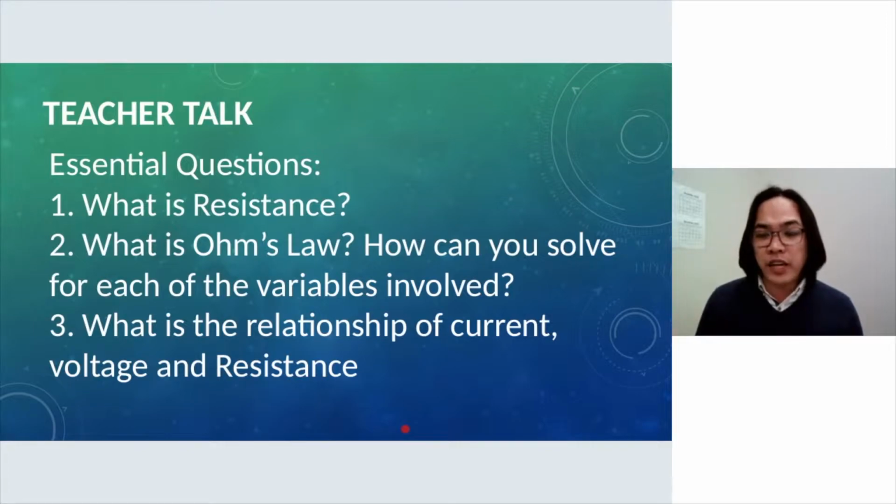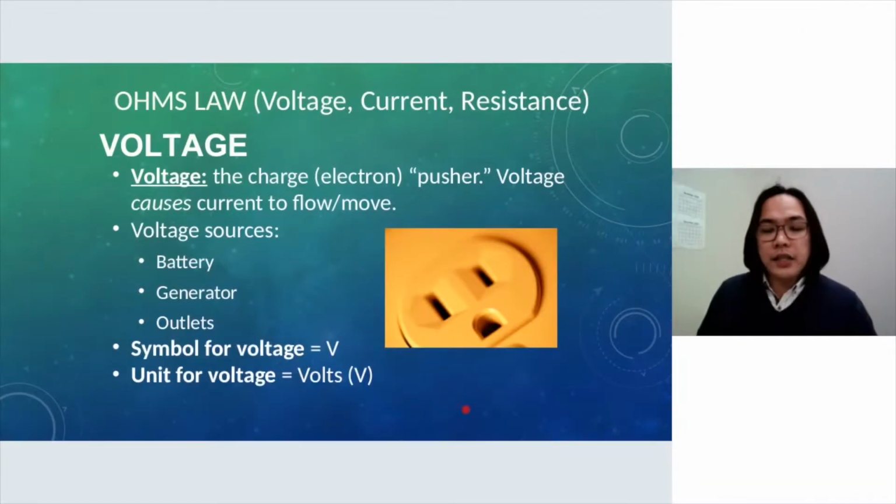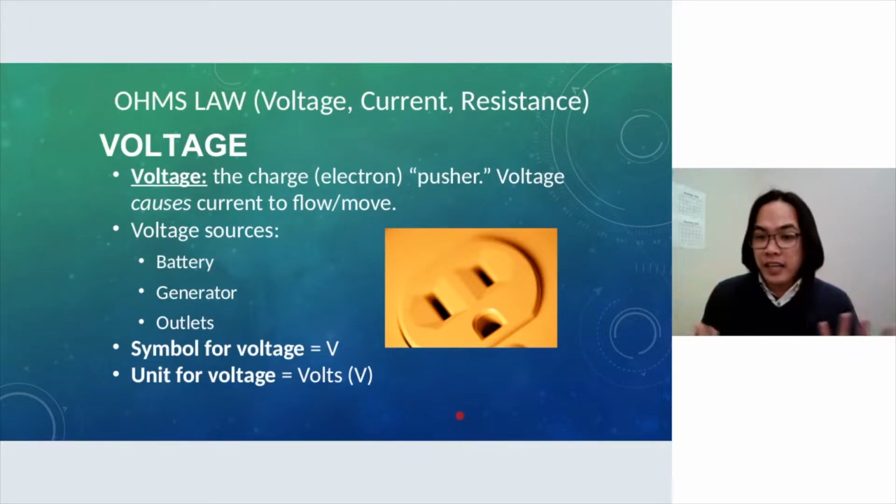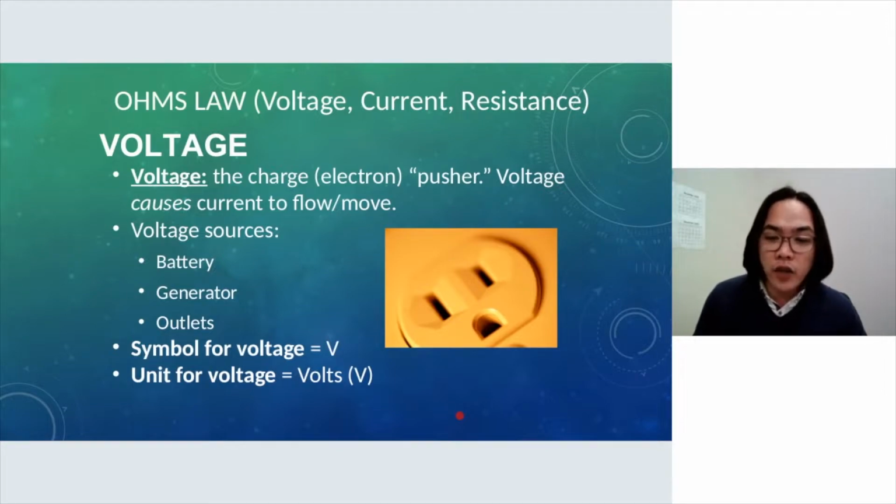So meaning the three main vocabulary that we will go over for today is current, voltage, and resistance. And then of course, when you combine the three of them, we have Ohm's law. Okay, so let's go ahead and start first with voltage. So again, when you combine these three, that is where Ohm's law exists. So to understand it better, we need to learn them one by one. So we'll start with voltage.